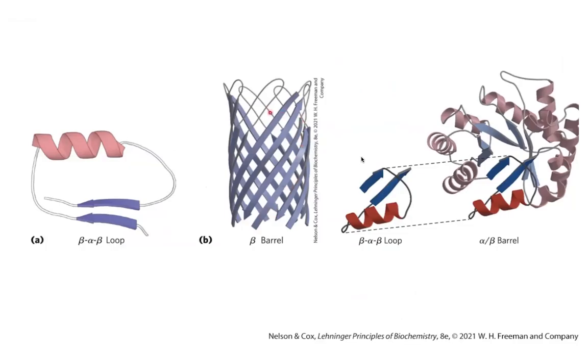Here's an example of a beta barrel. Sometimes you'll see these making channels through membranes where you get these pleated sheets forming this circle. You also get things like a beta alpha beta loop. I want you to know a beta barrel, but I don't need you to memorize a beta alpha beta loop. But you should be able to look at this and see, okay, we've got a beta strand, which is working with this other beta strand. So we've got a beta sheet, right? And then we've also got an alpha helix.